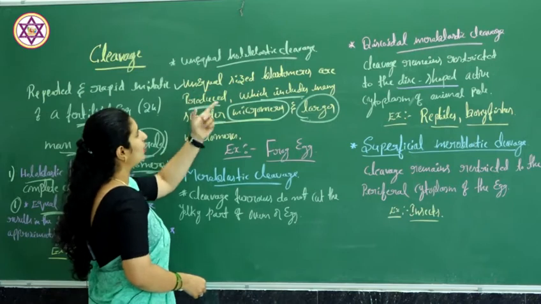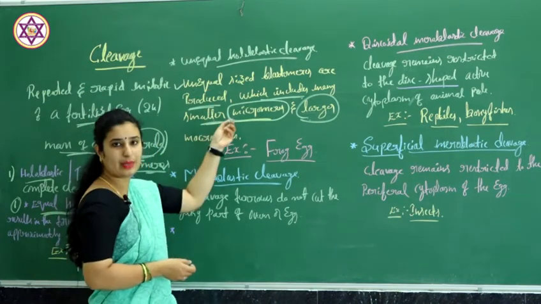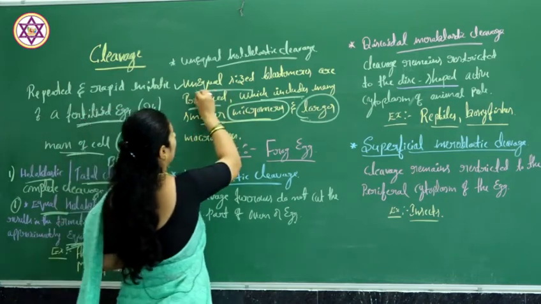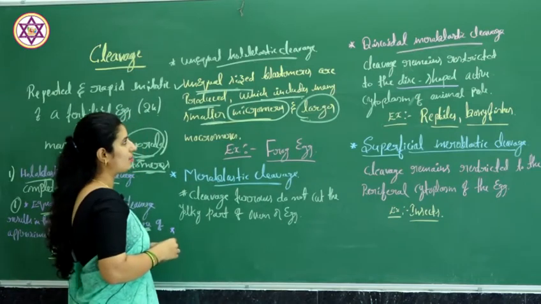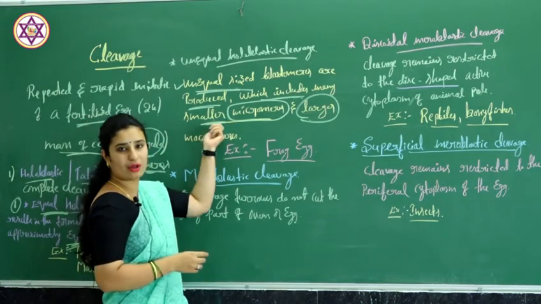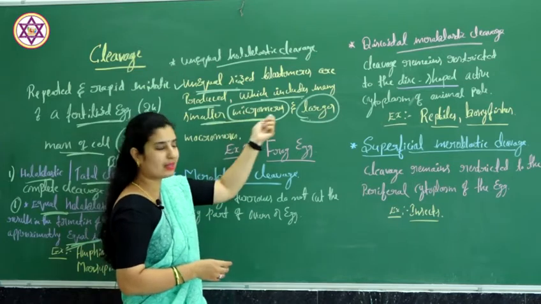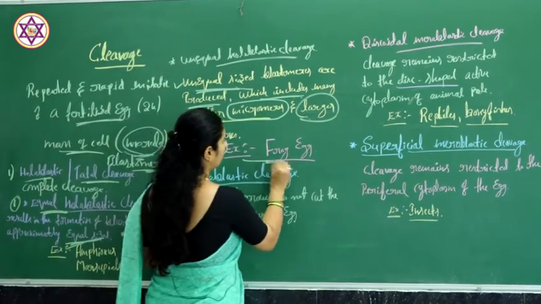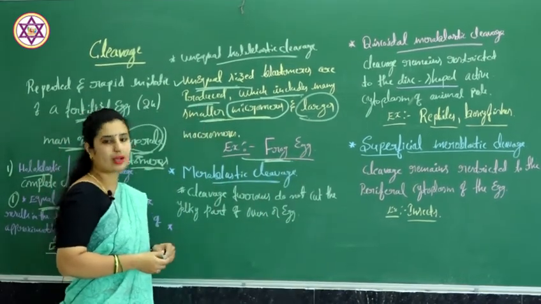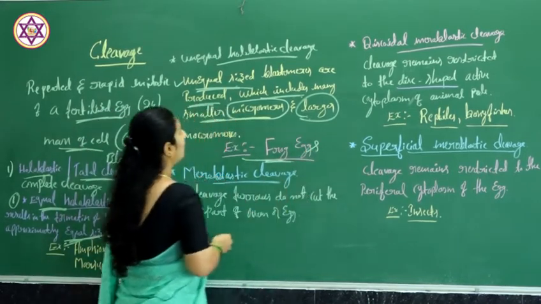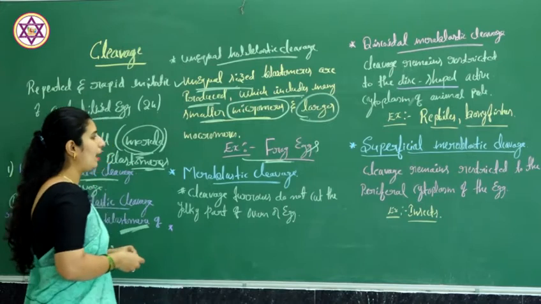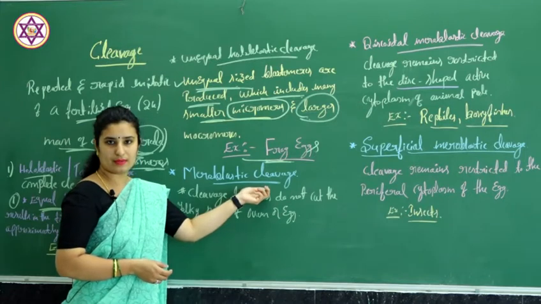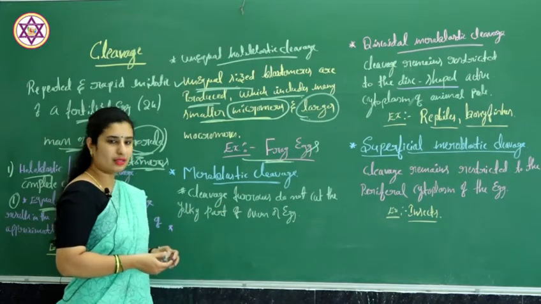So in case of unequal holoblastic cleavage, we can see two types of blastomeres formed because of the unequal division: many smaller blastomeres called micromeres and the larger blastomeres called macromeres. Example is the frog egg. And the second type is meroblastic cleavage, the other being holoblastic cleavage.